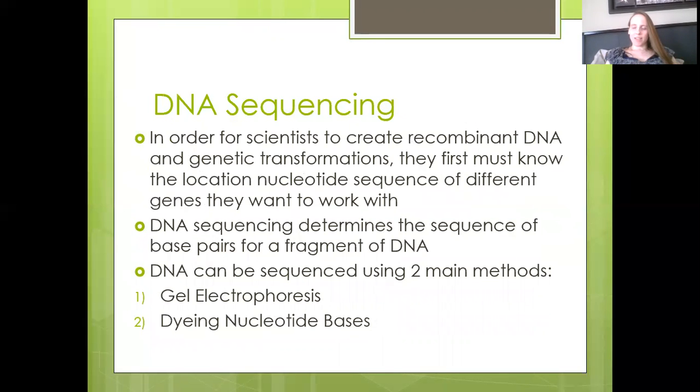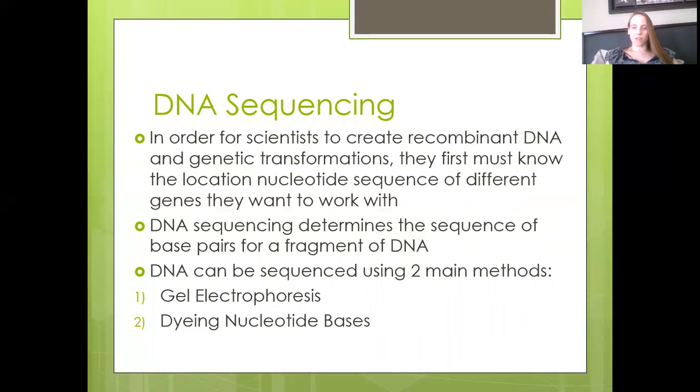DNA sequencing is another type of genetic technology. Essentially, in order to use any recombinant DNA, in order to make any genetically modified organisms or transgenic organisms, you have to know the sequence of nucleotides for the gene that you want to work with. So DNA sequencing is just determining the order of all of the base pairs in a DNA fragment.